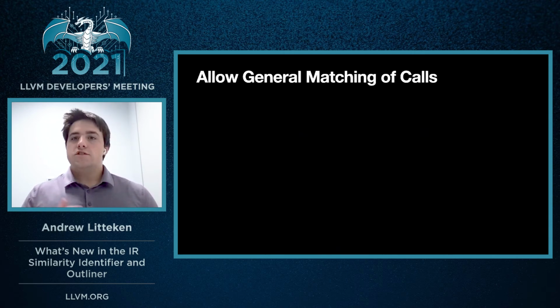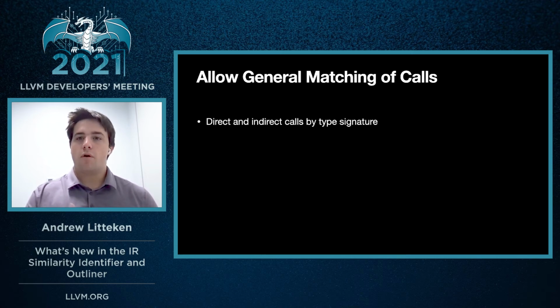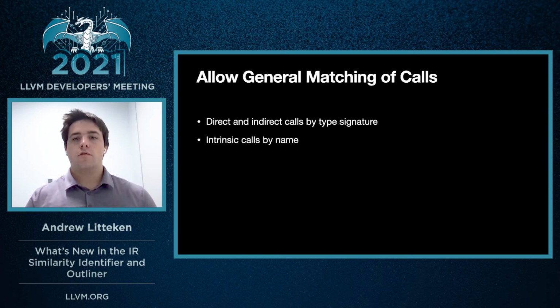We also, in addition to the biggest addition of outlining branches and multiple blocks at a time, added general matching of calls within outlined blocks. Where previously both the name and function type of the call had to match, now for both direct and indirect calls, only the type signature has to match. And intrinsic calls are also now allowed to be outlined, but are still restricted to matching by both name and type signature.